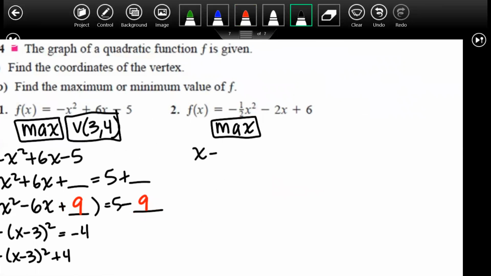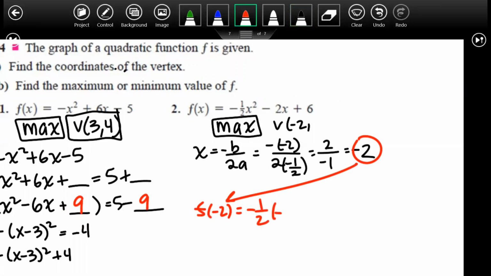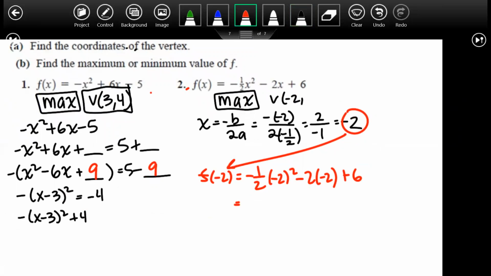I'm going to use x is equal to negative b over 2a. What is my b for my first one? So negative times a negative 2 over 2 times a, which is negative a half. So I'm going to get 2 over negative 1, or just negative 2. What should I do with my value? Plugging it back into our equation. We're going to plug it back into my f function. F of negative 2 is going to give me negative a half times negative 2 squared minus 2 times negative 2 plus 6. Even though this might look crazy, it should be easy.